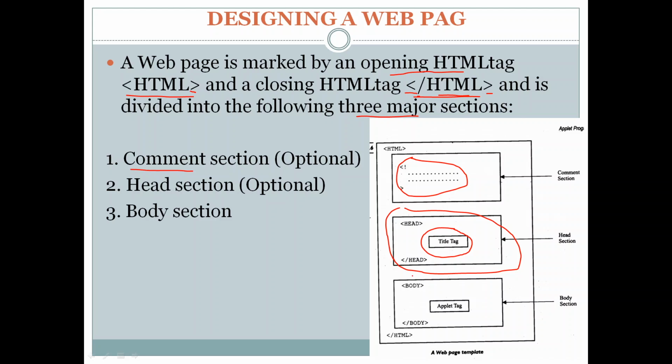And lastly, we have the body section, and this is the important section of an HTML page. The content which we include inside the body tag is directly displayed on the web page. So whatever we want to display on the web page has to be included inside the body open and body close tags. Again, this body tag may include certain other tags in it, like it may include an applet tag to include an applet.